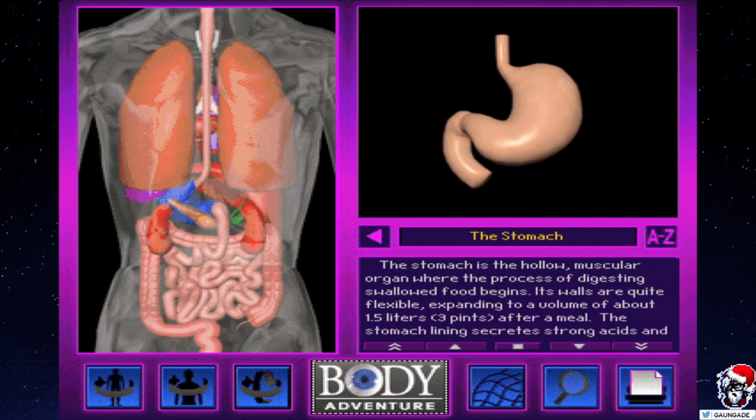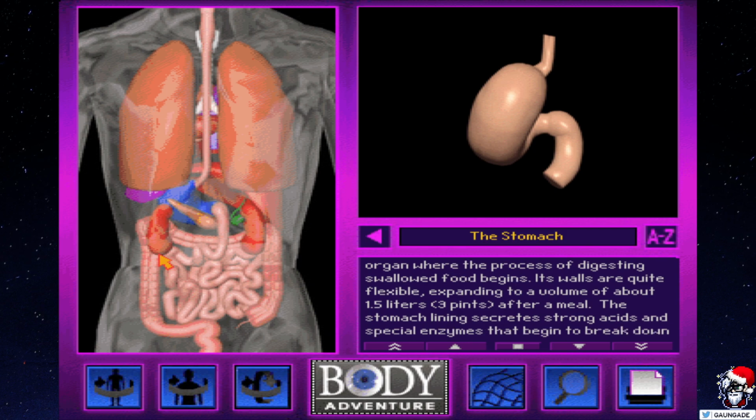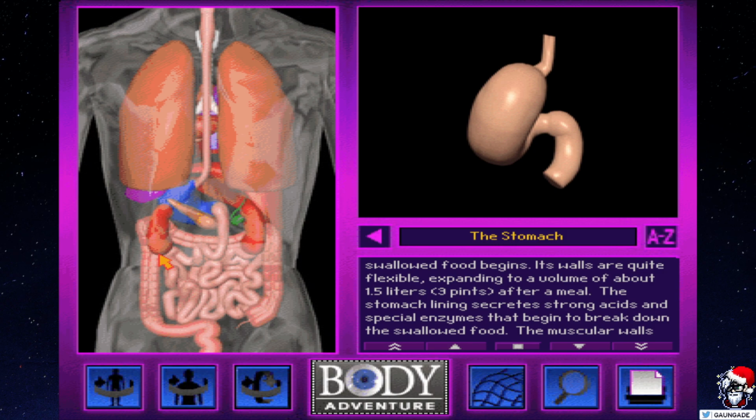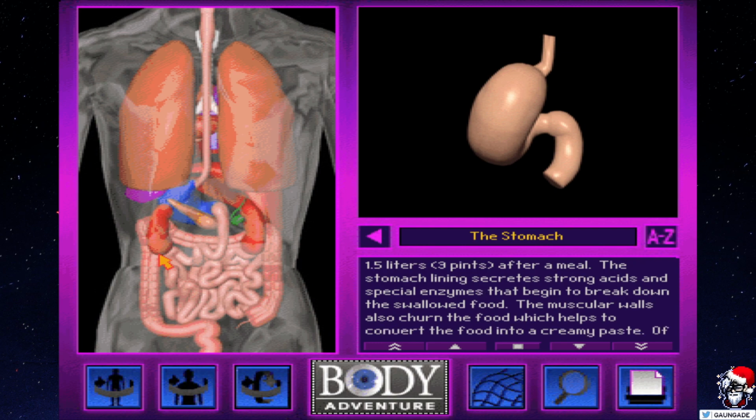The esophagus. The stomach. The stomach is the hollow muscular organ where the process of digesting swallowed food begins. Its walls are quite flexible, expanding to a volume of about 1.5 liters, 3 pints, after a meal. The stomach lining secretes strong acids and special enzymes that begin to break down the swallowed food.